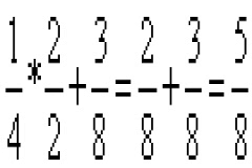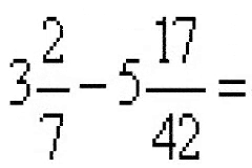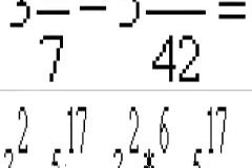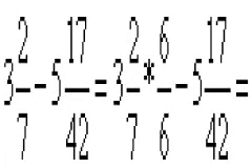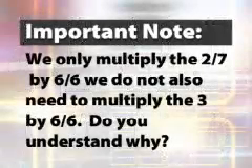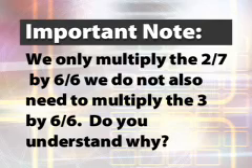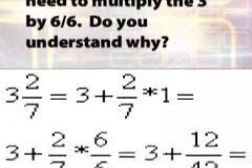Let us try another problem. This one involves mixed fractions. First step is to notice that 42 is a multiple of 7. The second step is to find that multiple. It is 6, because when we multiply the 7 by 6, we get 42. So we need to multiply the 2/7 by 6/6. Important note, we only multiply the 2/7 by 6/6, not the 3.